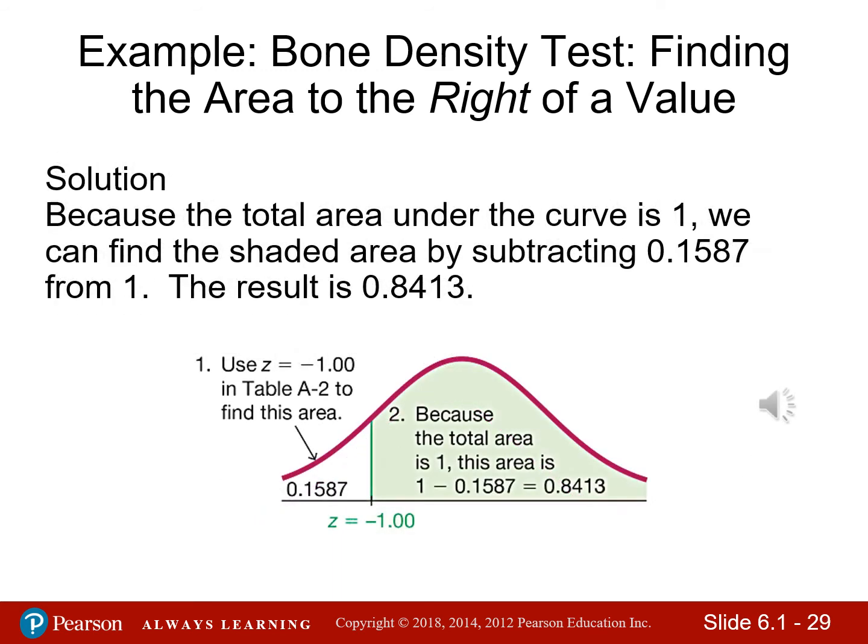Recall that the total area under the curve is 1, so we can find that green shaded area by simply subtracting 0.1587 from 1, and the result is 0.8413. So the area under the green shaded part of our curve is 0.8413.